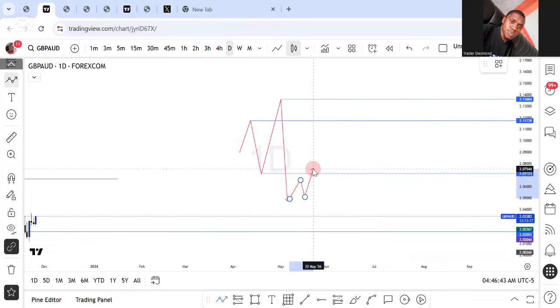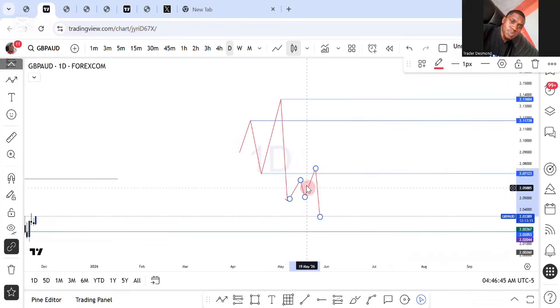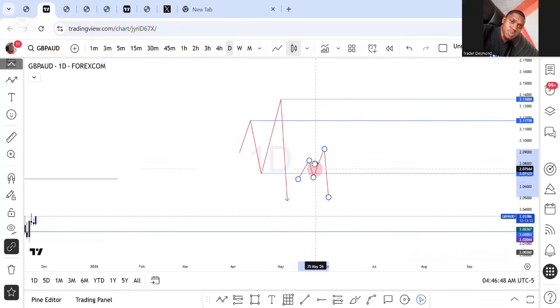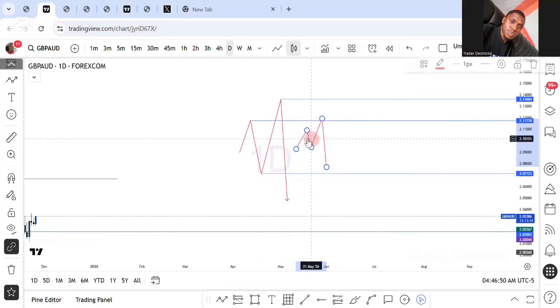The market created one for you here, so you use this one. But if the market didn't create one for you here, and the market creates a liquidity very close to this key level for you, you use this key level. If the market didn't create it here, then use this level.